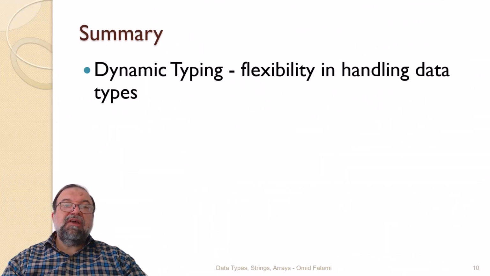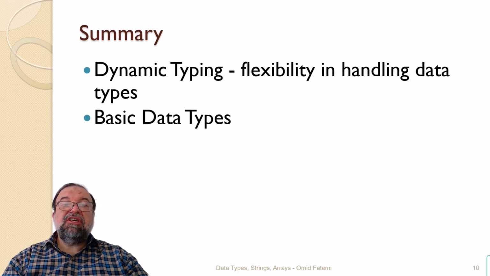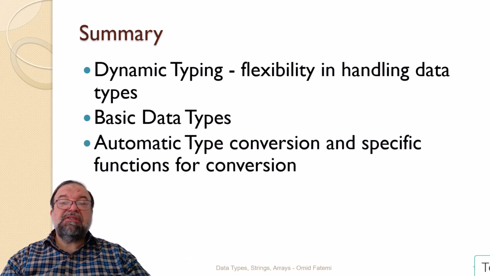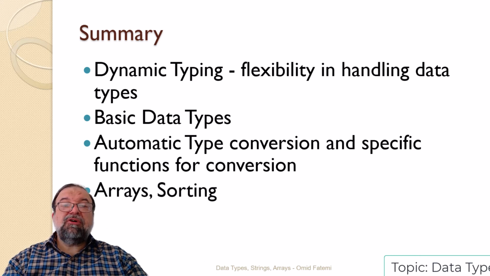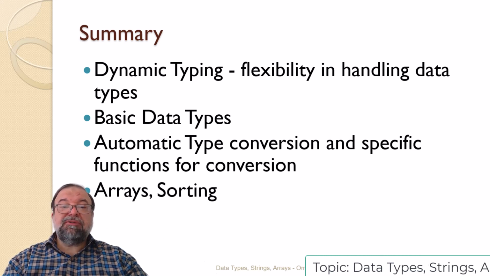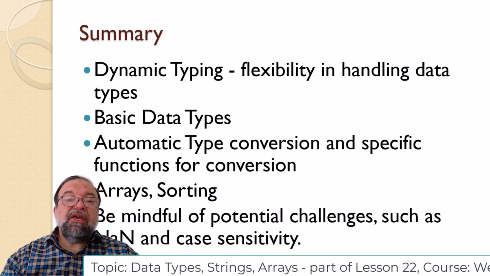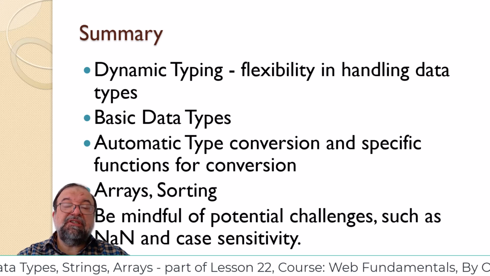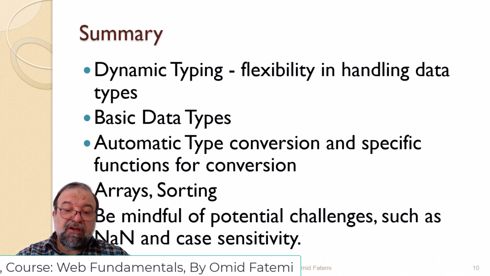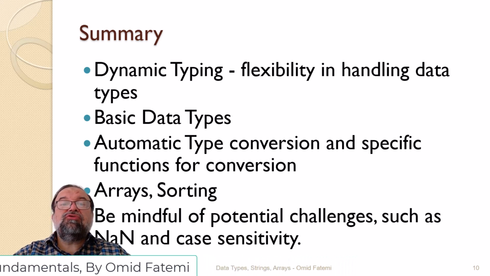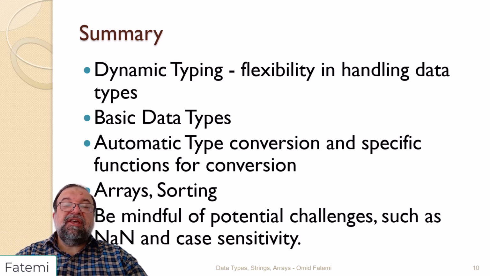In summary, what we talked about today was dynamic typing, a very good flexibility in JavaScript. Then we talked about basic data types, 4 data types I've introduced for you. And then we talked about automatic type conversion. And then we talked about arrays, and then sorting for arrays. And also, again, I remind you of case sensitivity for the variable names. And also remember to use the functions properly. For example, don't use a string in a numeric operator, which will generate NaN, not a number.